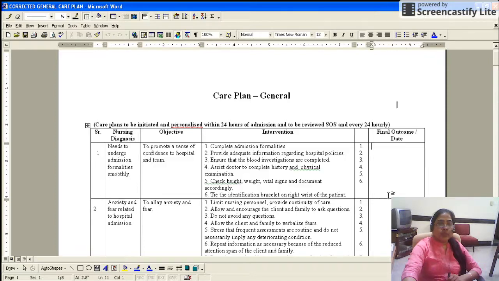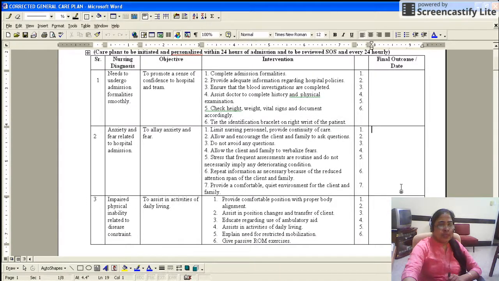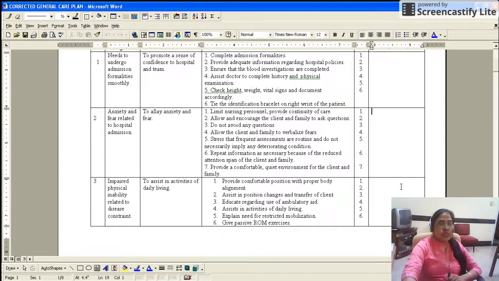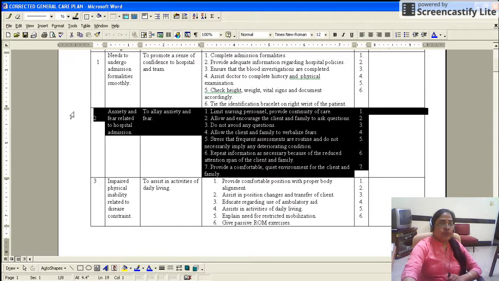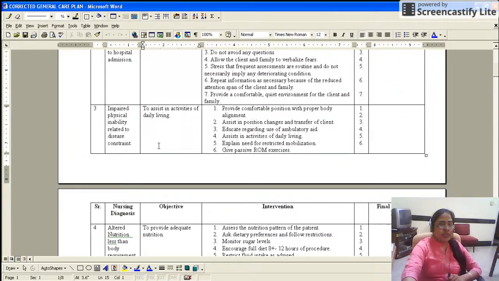So you've got ADPIE. That's what you have to remember. A stands for assessment. You are assessing your patient. You are gathering information. You are doing a head-to-toe assessment. You are getting input from the family. That's for the A.